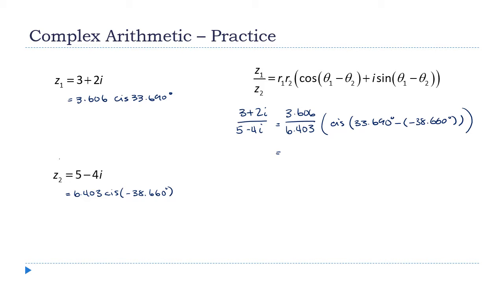Okay, now you go to your calculator. This is 3.606 divided by 6.403 cosine 72.35 degrees plus i sine 72.35 degrees. And okay, now I'm going to go to my calculator. This is 0.303 minus 0.537i. And that's it. That's all there is to it.